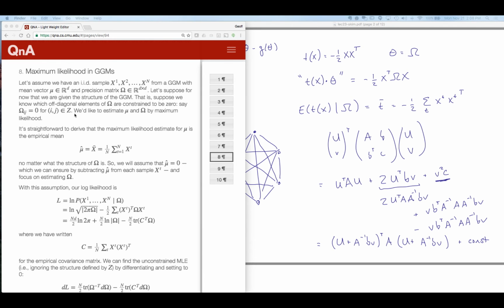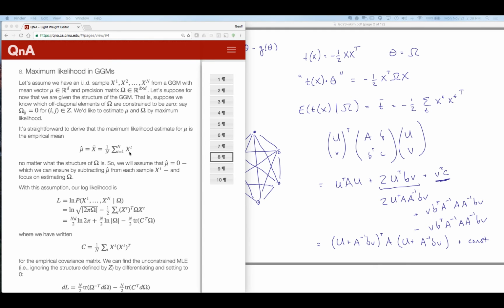And so let's say that we have a set Z of elements of omega, i comma j, and we're going to constrain omega ij to be 0 for all ij in Z. And we'd like to estimate mu and omega by maximum likelihood. So it's fairly straightforward to derive that the maximum likelihood estimate for the mean is just the empirical mean, 1 over n times the sum of all of our data, and that doesn't depend on the structure of omega.